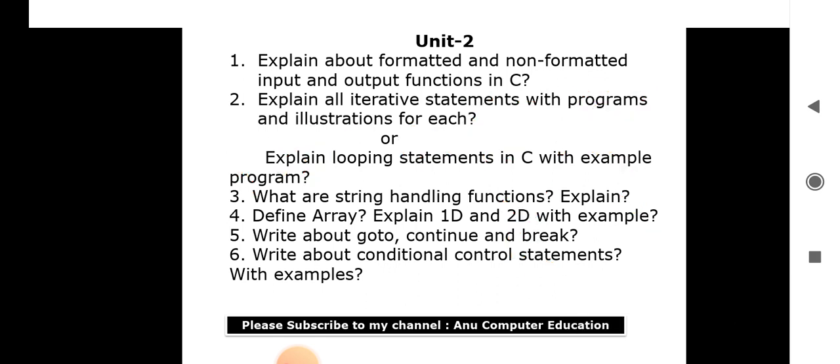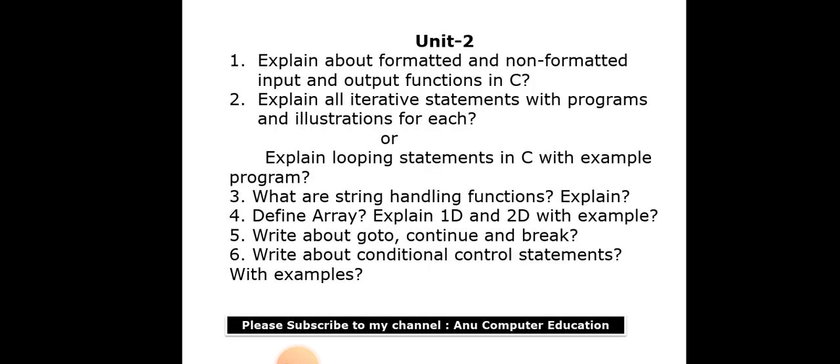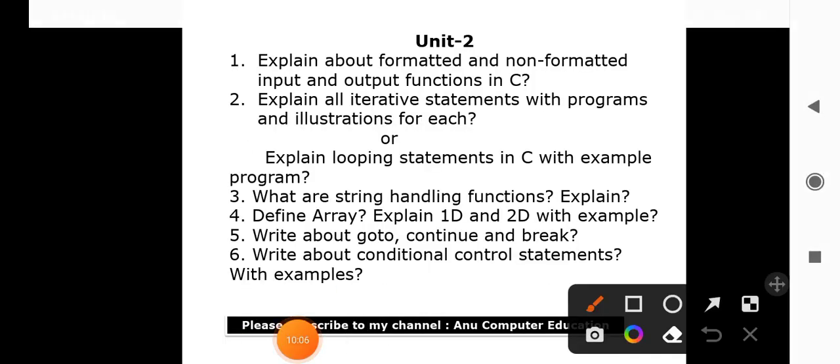So next we come to question number 5. What is question number 5? Goto, continue and break. These are also called unconditional jumping statements. Why are we saying unconditional jumping statements? Listen, without any condition, these will be jumping from one statement to another statement.